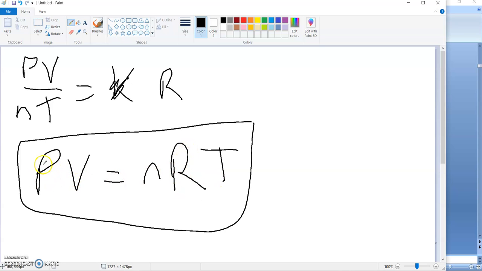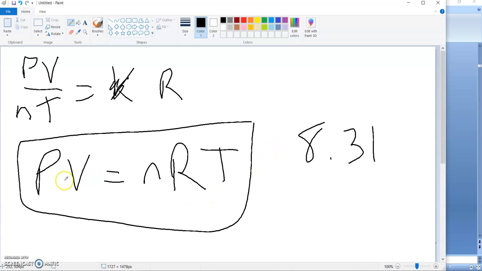If you're using atmospheres versus kilopascals, milliliters versus liters, whatever, you have to use kelvins, you have to use moles. The unit system that your book uses is kilopascals for pressure, liters for volume, moles, and kelvins. In that unit system, R equals 8.31. Why? Because that's what it is in our universe. There's no reason for it. It's just the value it is with that unit system.